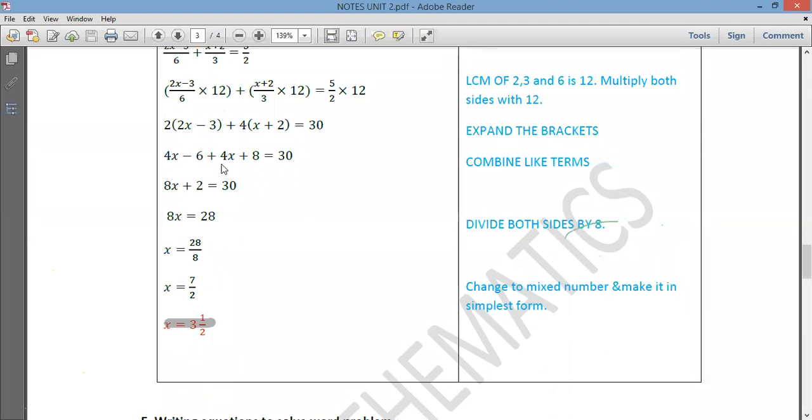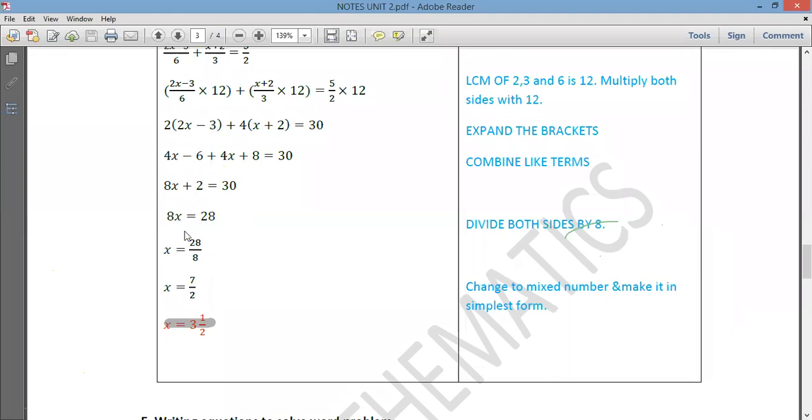So you got 4x plus 4x equals 8x. Okay, and then negative 6 plus 8 equals 2 equals 30. Then, in order to find the value of x, you don't want to find the value of 8x. Okay, so you divide this term with 8, and divide the right hand side term with 8.